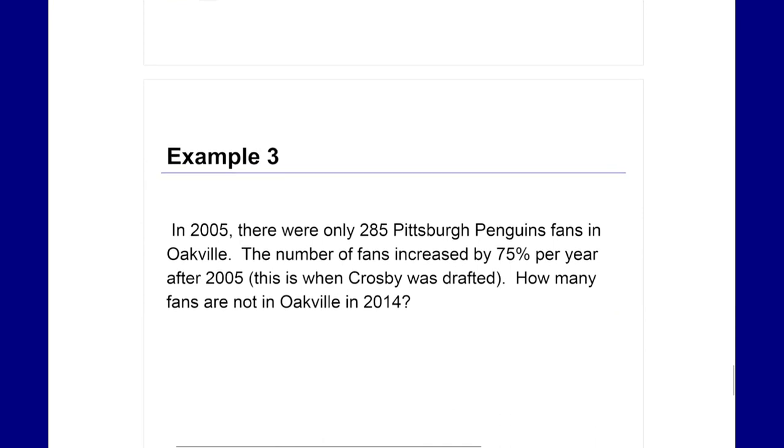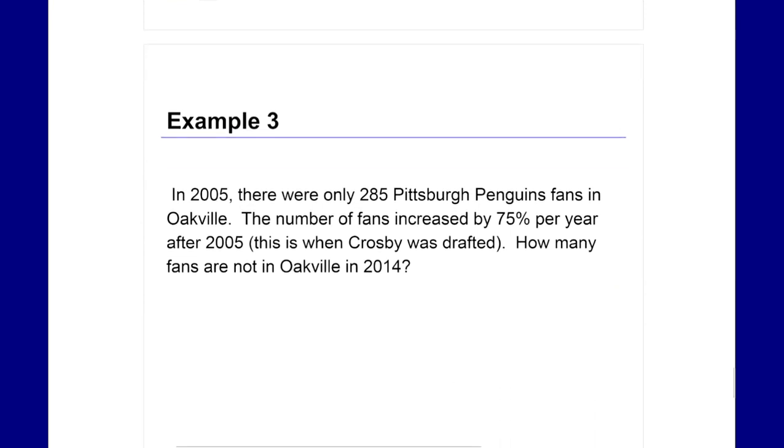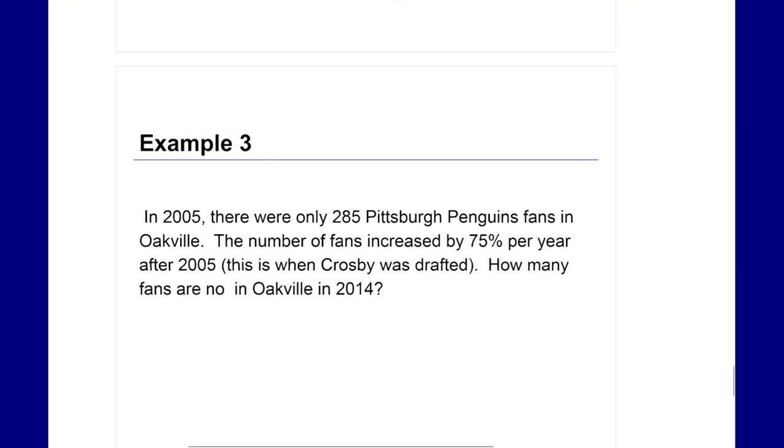So in 2005, there were only 285 Pittsburgh Penguins fans in Oakville. The number of fans increased by 75% per year after 2005. This is when Crosby was drafted, so obviously you get a good player, your fan base goes up. So how many fans are now in Oakville in 2014?